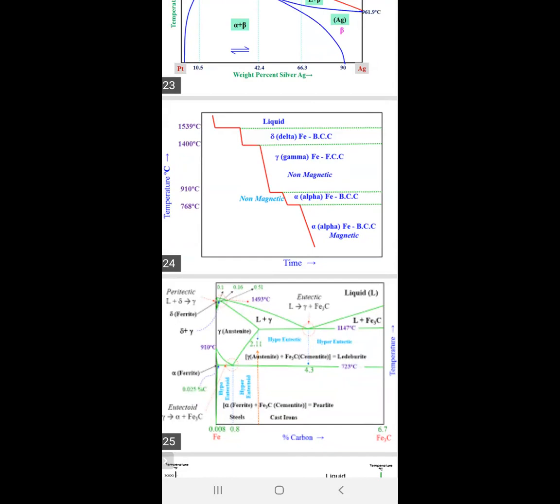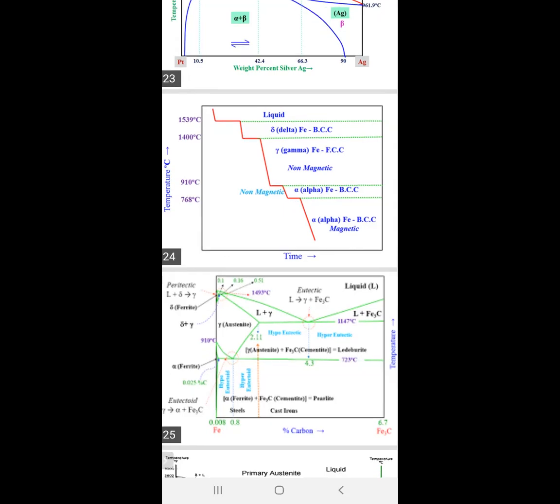I hope you have understood how the iron is changing phases, particularly the different phases. First liquid to solid, the delta, then alpha, at different temperatures. 1400 degrees centigrade is a very high temperature. At high temperature the iron is solid.